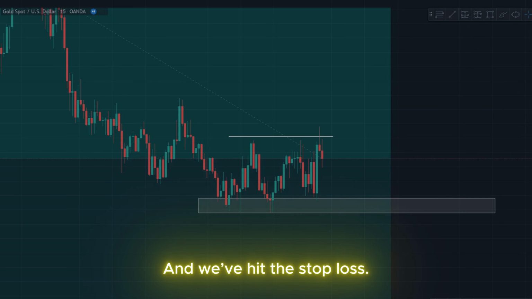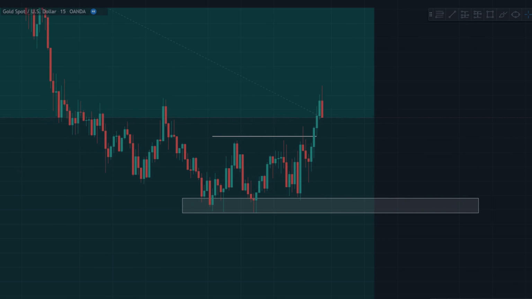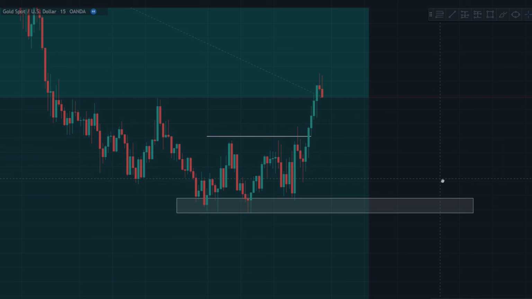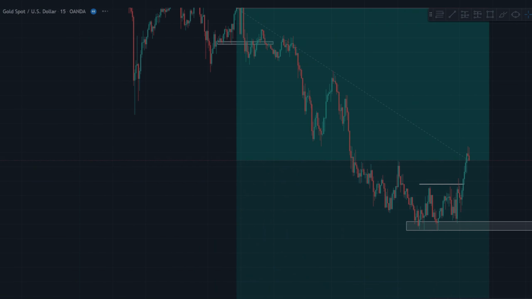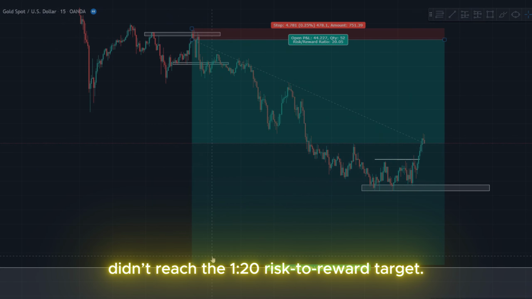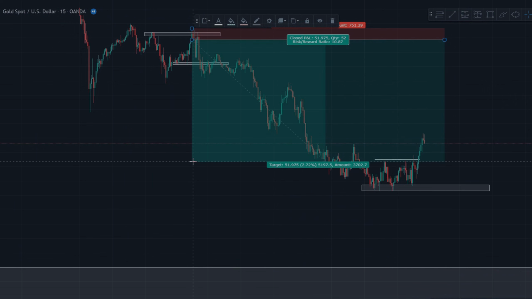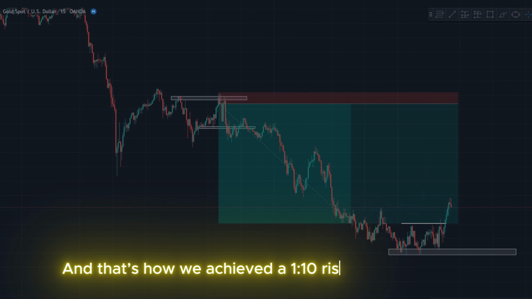And we've hit the stop loss. The trend reversed to bullish. So, this trade didn't reach the 1:20 risk to reward target. It only reached here. And that's how we achieved a 1:10 risk to reward ratio.